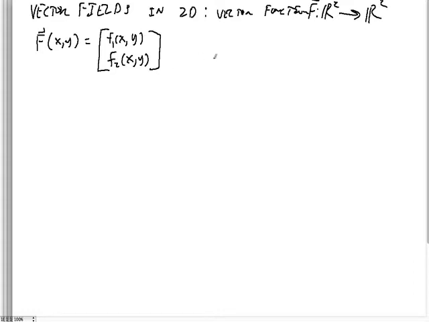So we've seen these before in this class, but now we're going to formalize this idea of a vector field. There are many different types of vector fields. We can think of a few examples.